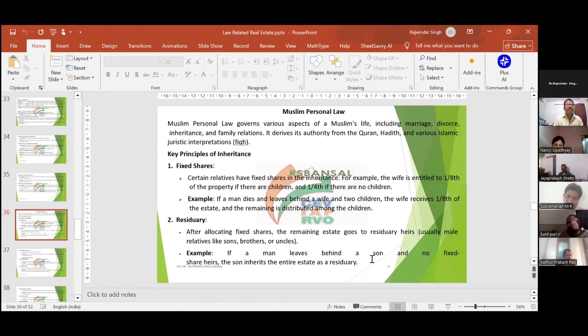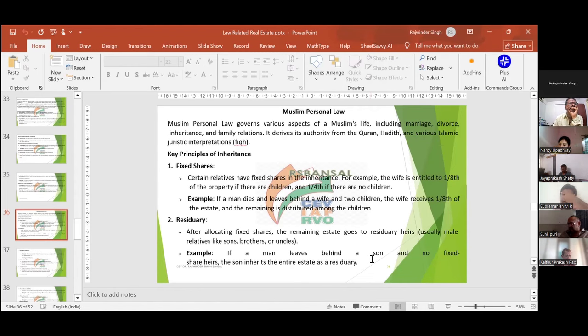See here, the wife is entitled to 1/8 in the property if there are children, and if there are no children, she has 1/4 right in the property as per this Mohammedan Muslim personal law. For example, if a man dies and leaves behind a wife and 2 children, the wife receives 1/8 of the estate, and the remaining is distributed among the children. Means the remaining 7/8 will be divided among the children.